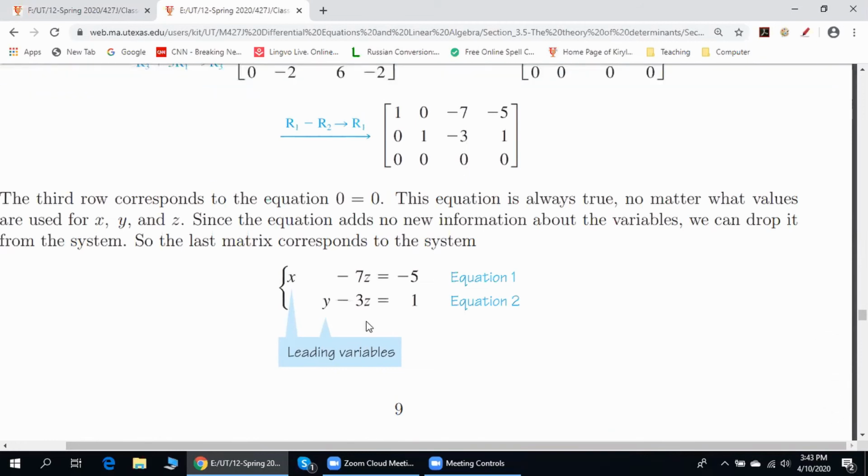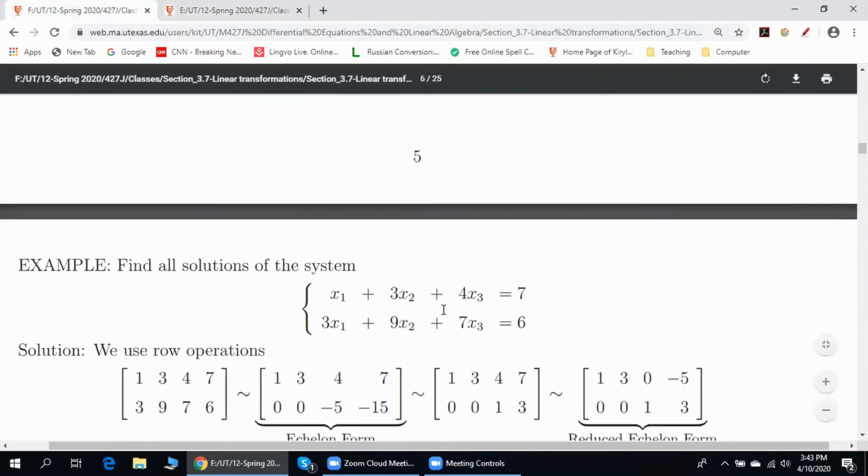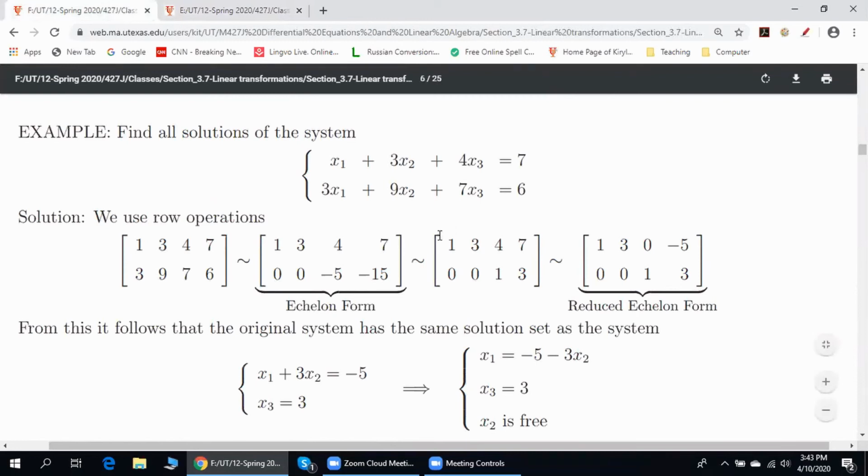We move to the right only variables that correspond to non-pivot columns. We leave on the left only variables that correspond to pivot columns. It's exactly what we do here. Please take a look at this.